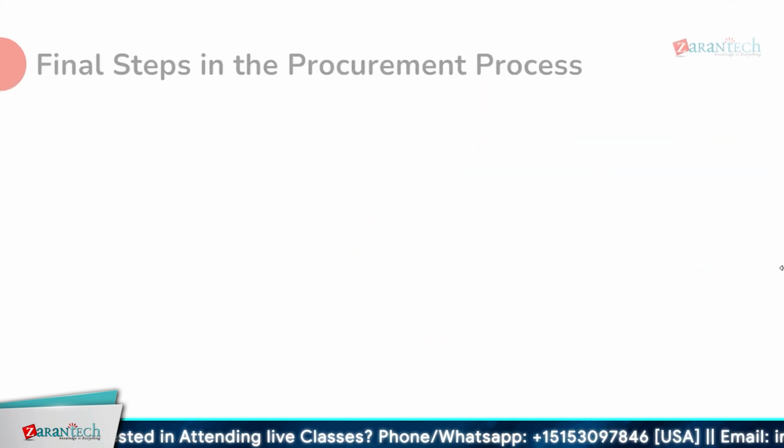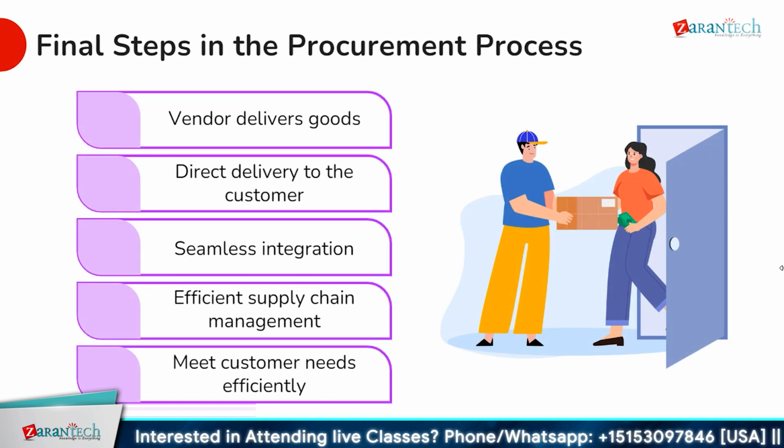Let us now look into the final step in the procurement process. The final step in the SAP MM procurement process involves the delivery of goods and the integration with other processes. Once the vendor delivers the goods, they can be sent directly to the customer if required, enabling efficient order fulfillment. SAP MM supports seamless integration with logistics and shipping processes, which ensures a smooth delivery of goods to the end customer.